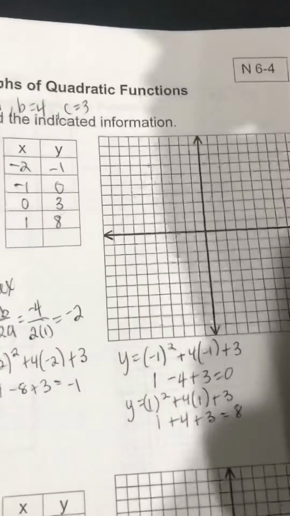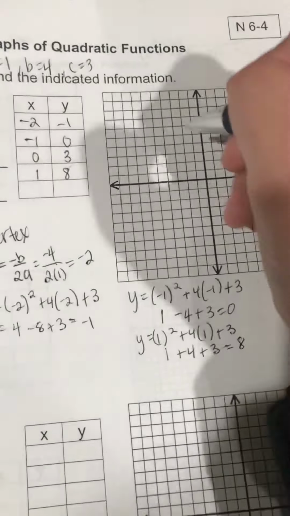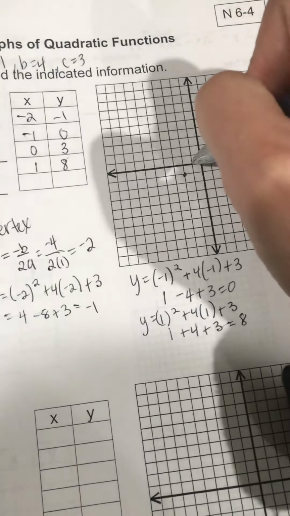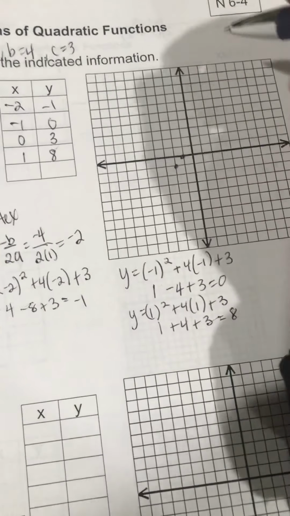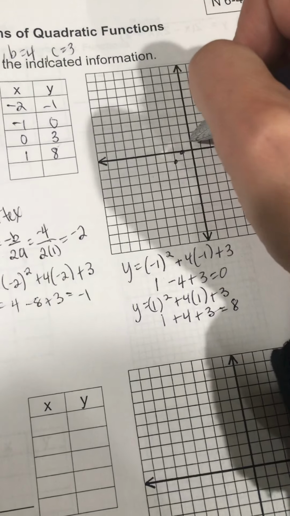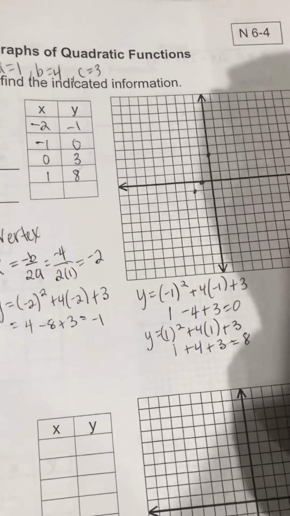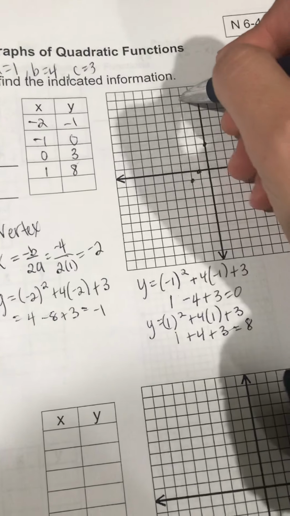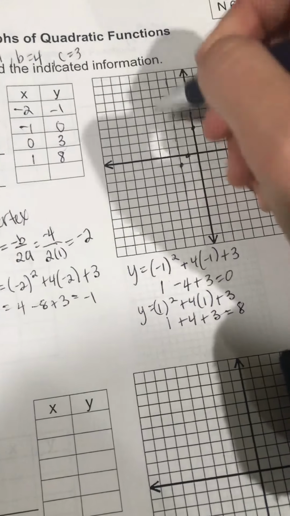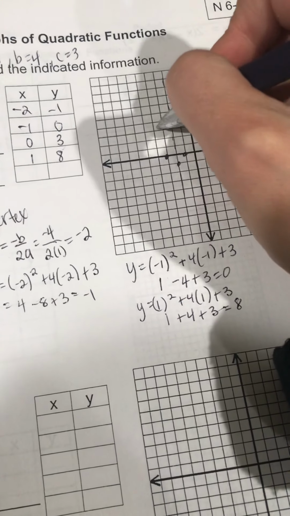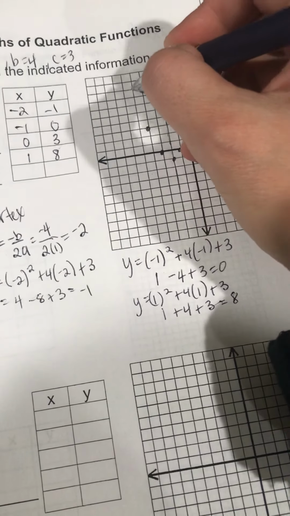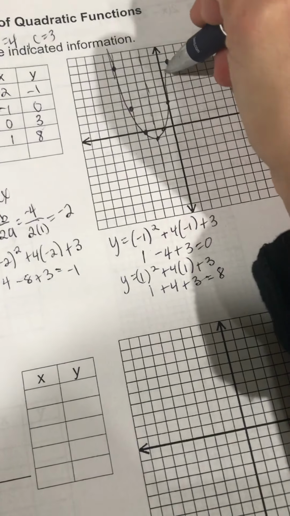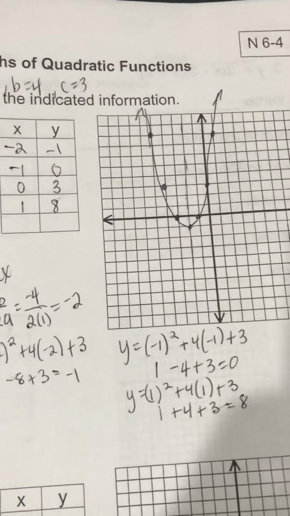Alright, so now let's plot that. We're going to have negative 2, negative 1, and you're going to have negative 1, 0. And then you're going to have 0, 3, and then you're going to have 1, 8. Your axis of symmetry is here because this is your vertex. So we're going to mirror our points over here on the other side, and get something like that.